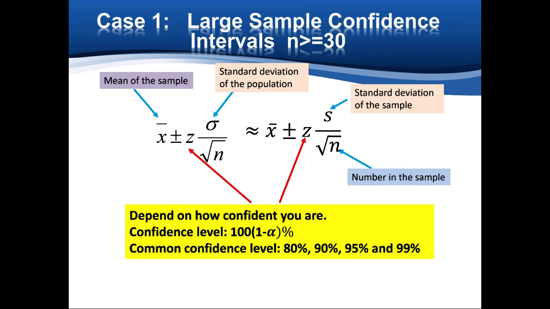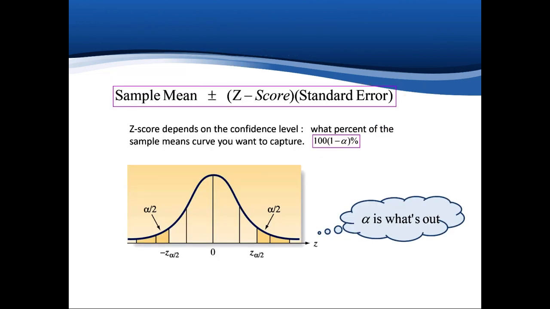In this formula, if you have a sample, you should quickly know the sample mean x bar, sample standard deviation s, and sample size n. So in this formula, only z-score is unknown yet. Z-score actually depends on the confidence level. In summary, the confidence interval is sample mean plus and minus a z-score times the standard error. Now, let's see how to find the z-score for different confidence level.